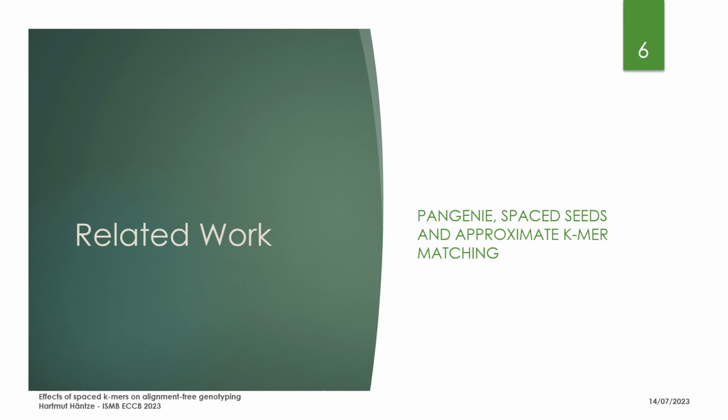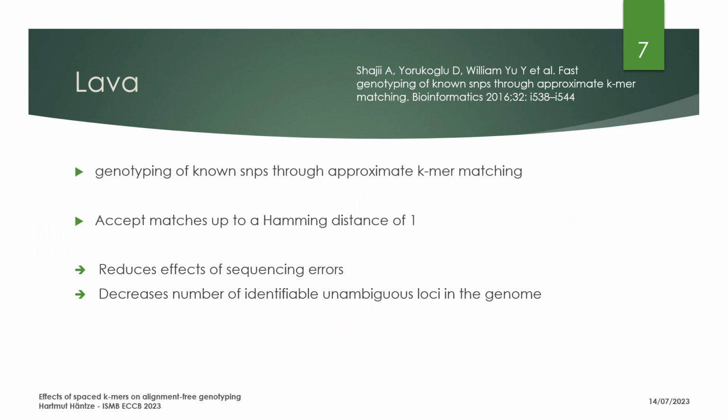But let me first introduce you to the foundation of our work. One interesting article is Fast genotyping of known SNPs through approximate k-mer matching. They introduce a software called LABA, which has a similar idea to our project. They want to reduce the impact of sequencing errors by implementing approximate k-mer matching, which allows matches up to a Hamming distance of 1. So if I have a k-mer of length 31 and there is a single sequencing error, then it can still be matched to a reference. They show that it indeed reduces effects of sequencing errors.